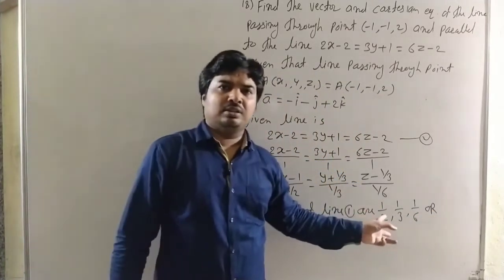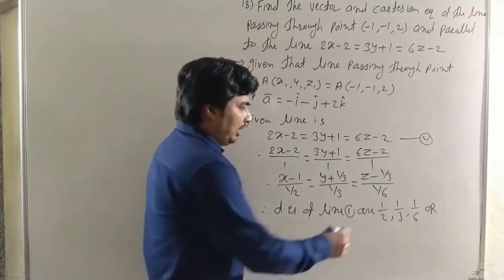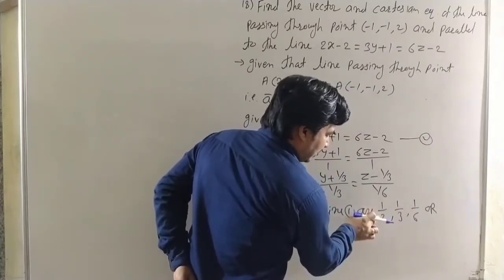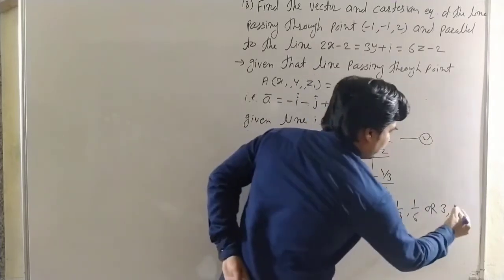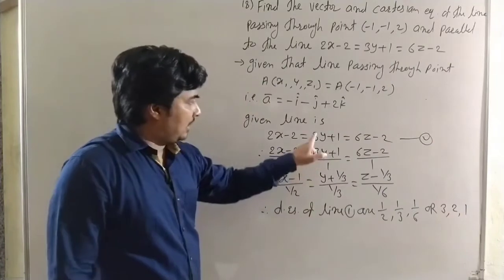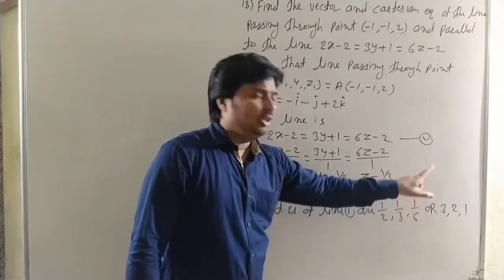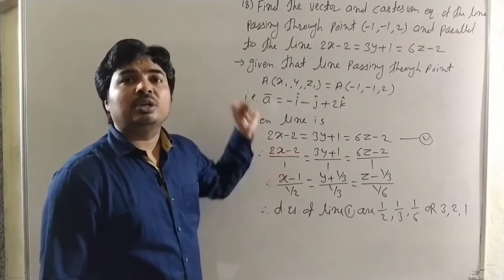So we can take any three real numbers proportional to these numbers. We multiply the three direction ratios by 6. Multiplying by 6, we get 3, 2 and 1. That means the direction ratios of the line are 1 by 2, 1 by 3, 1 by 6 or 3, 2 and 1. And line 1 is parallel to the required line.